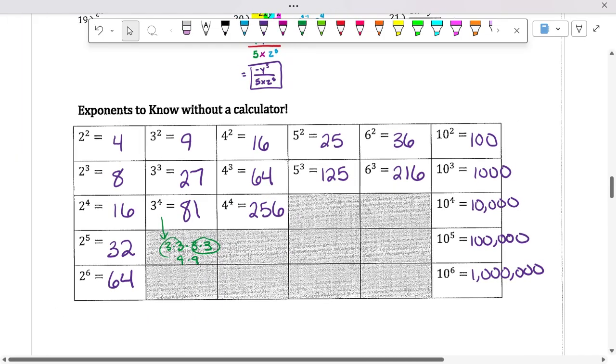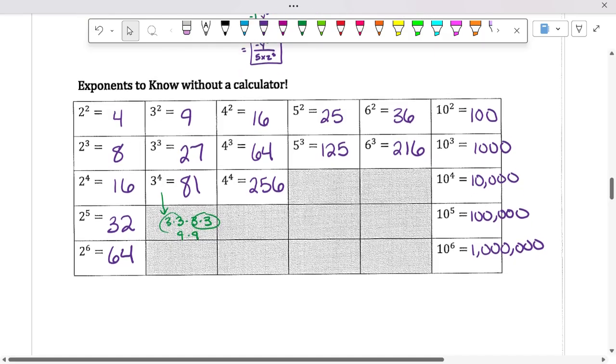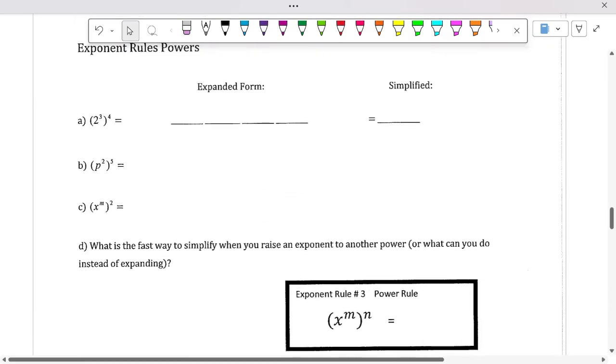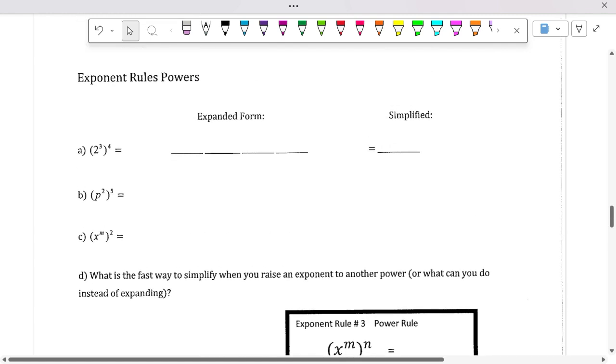Now, guys, this chart is one that you need to know without a calculator. That doesn't mean I'm going to deprive you of a calculator, but it'll make your life easier if you at least know what's on this chart. Okay. Now, last thing we're going to talk about is the power rule.